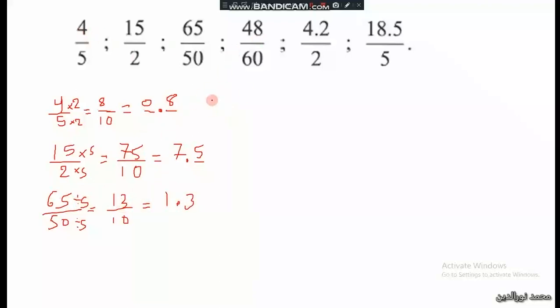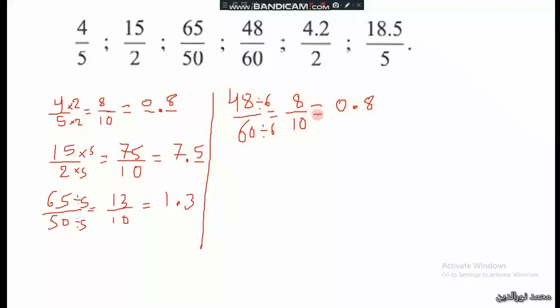For this fraction here we have 48/60. So to have 10 in the denominator we have to divide by 6, so we do the same for the upper side. 60 divided by 6 is 10, 48 divided by 6 is 8, and as a decimal number we have 0.8.